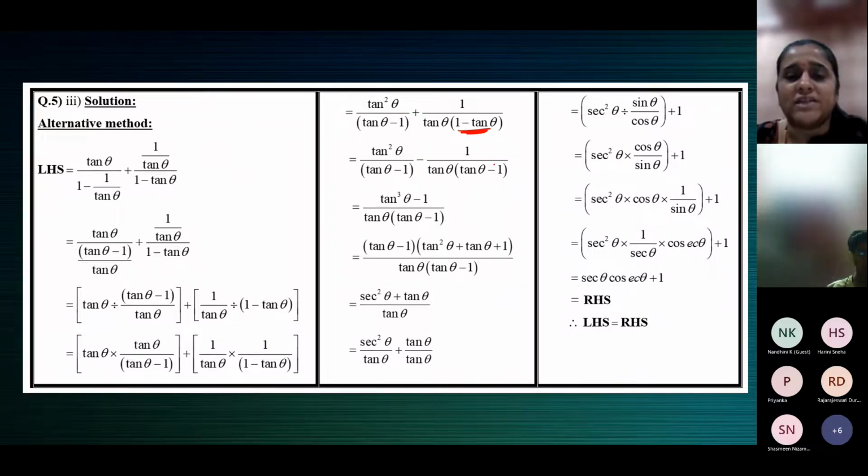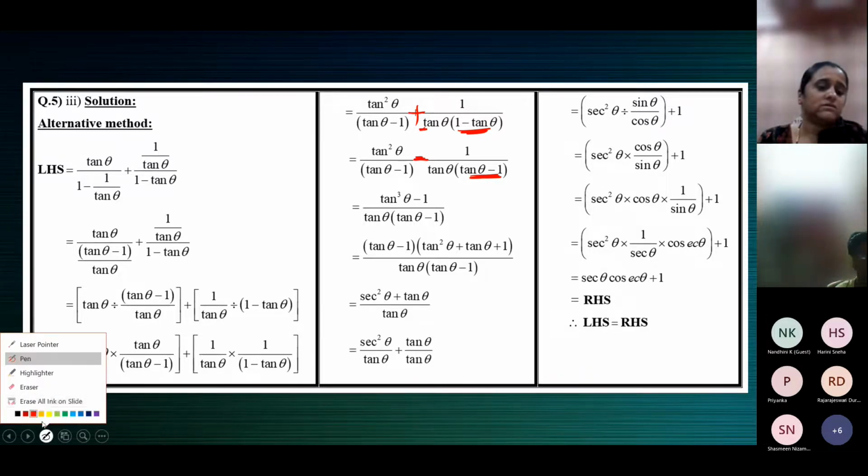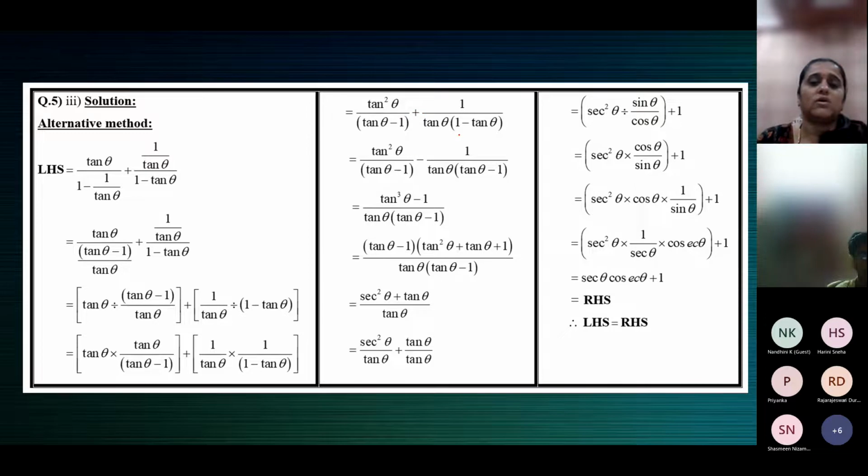We have written 1 minus tan theta as tan theta minus 1. That can happen only when you take a minus outside. So change the connecting sign. This plus will become minus because when you multiply that minus sign with this plus, it becomes minus. When you write a minus b as b minus a, change the connecting sign. Plus will become minus, minus will become plus. Now take the common denominator. What's the common denominator? Tan theta into tan theta minus 1.